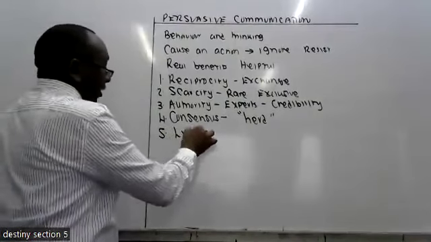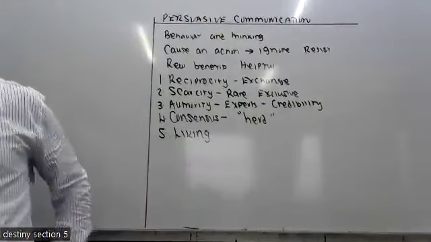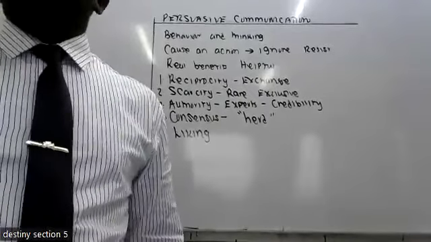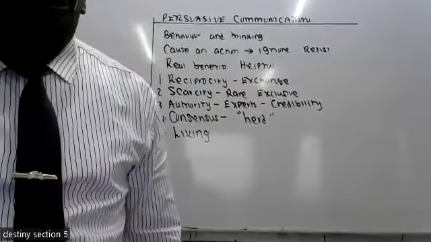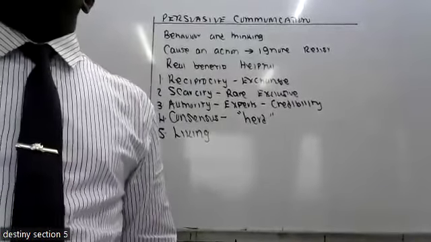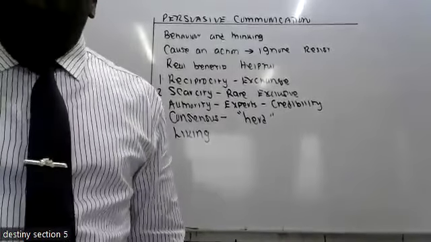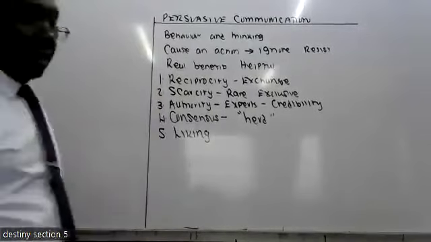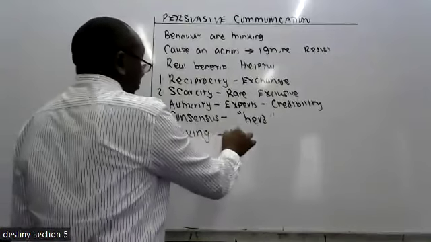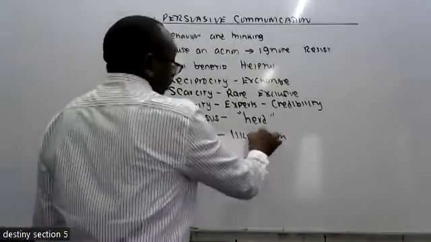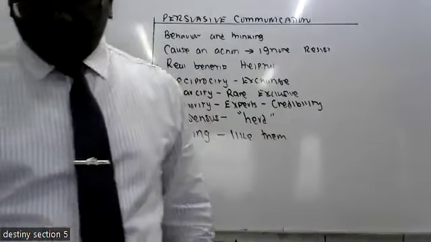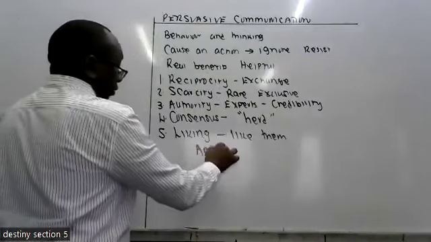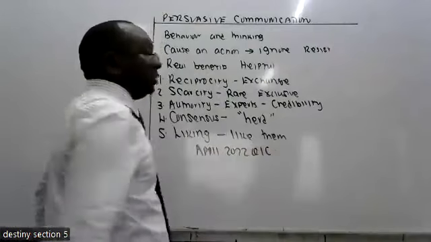Number five is liking. I'd write that people are drawn to people who like them and communicate to them. So you can check April 2022, Question 1C.